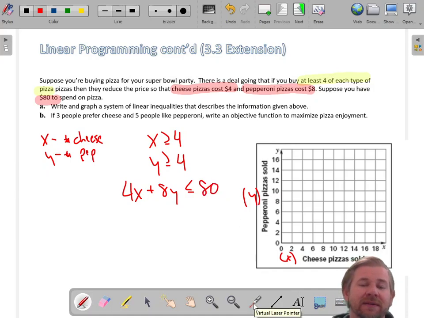You might say, you know what, we don't need to buy all $80 worth of pizza. Let's just buy $75 or whatever it is. Okay? Those are our only constraints. You had to buy 4 of each, and you have a financial constraint.